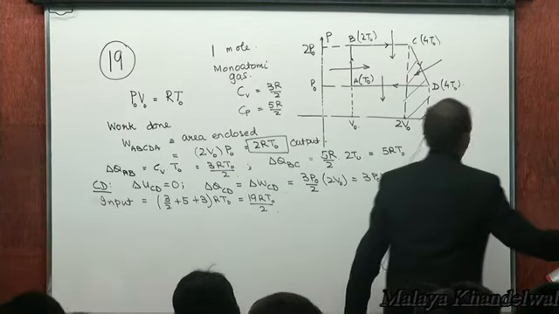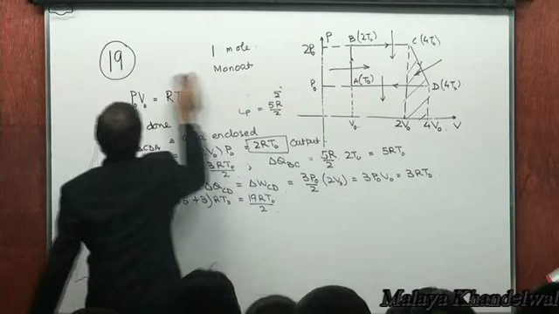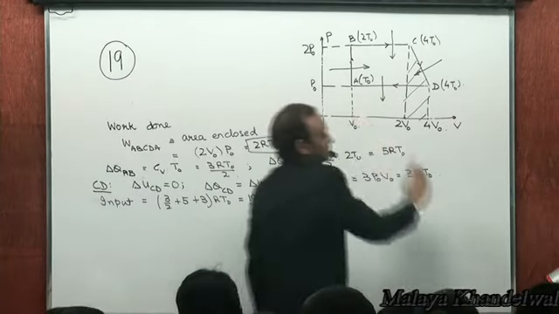The efficiency, therefore, would be output divided by input. That's going to be the efficiency of the cycle.